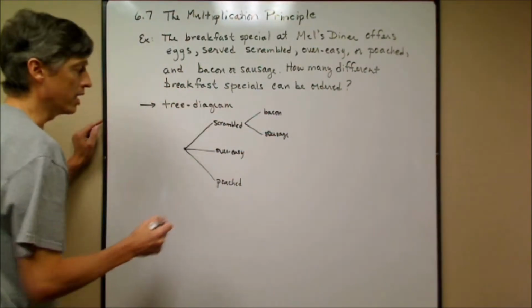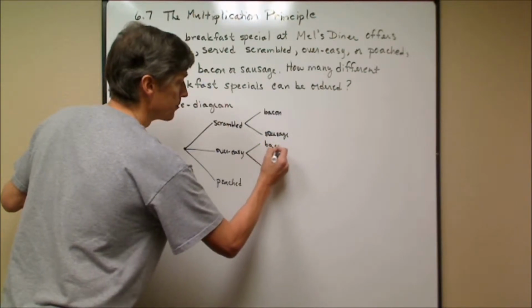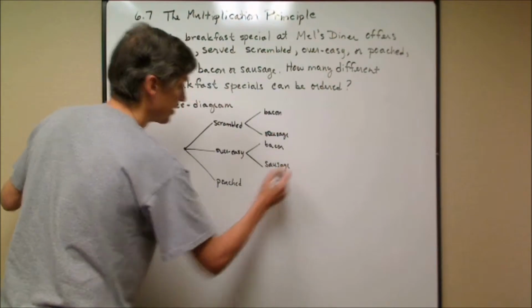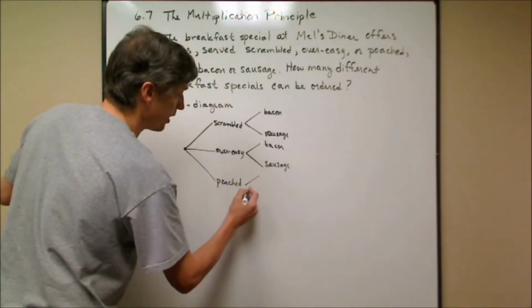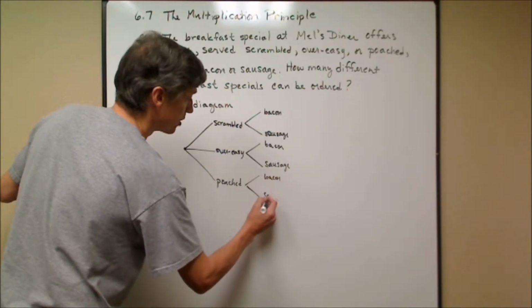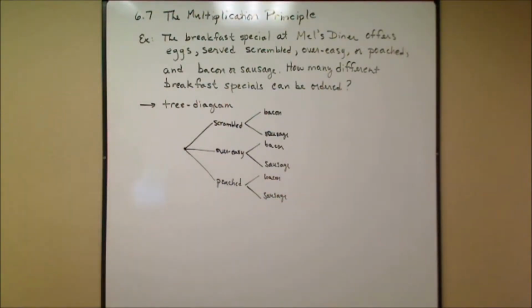If we had decided on over easy, we still have to decide on whether we want bacon or whether we want sausage. If we decided on poached, we have to decide between bacon or sausage. And you can see why they call this a tree diagram because of the way it branches out.